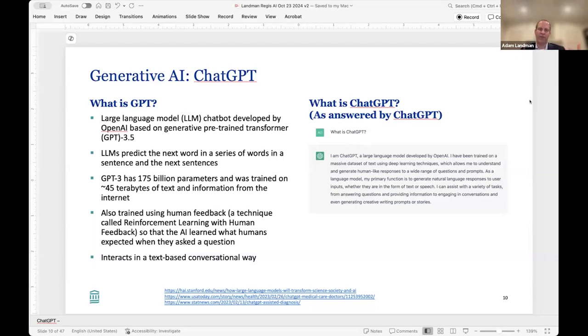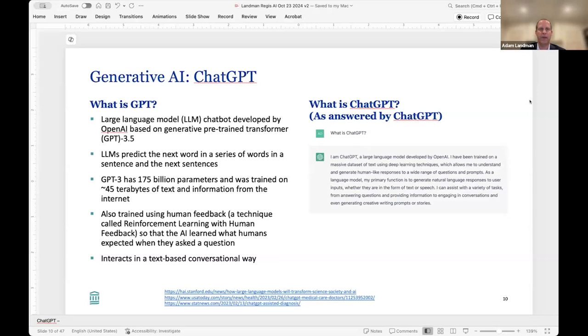In addition, after the model was trained, they used human feedback on the results to further fine-tune the model. And then finally, they have layered a chat interface on top of the model so that you can ask a question and ChatGPT just responds to that question. You're seeing an example of that on the right-hand side, where I asked ChatGPT, what is ChatGPT? And it responded with a definition below it.